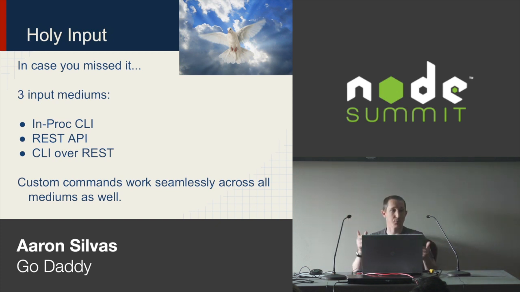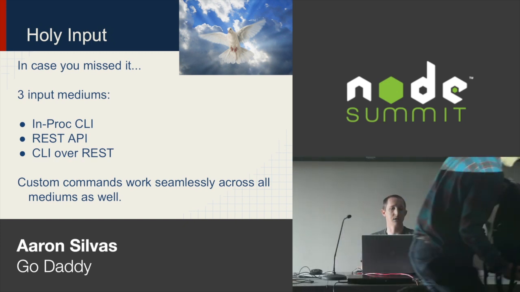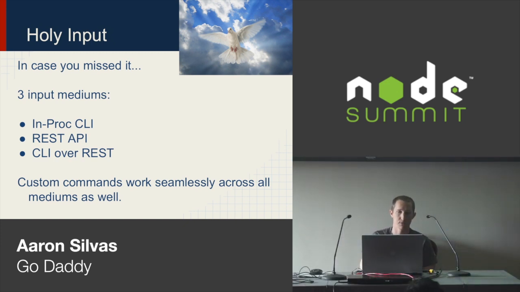So in case you missed it, we have three input mediums: in-proc CLI, REST API, and CLI over REST. The in-proc CLI is useful for developers debugging when we just want to use it as a traditional Node app. We're not ready to take it to the operational level. The REST API is good for CI and CD purposes, and then the CLI over REST is effectively just the convenience layer for REST that allows us to do all those same operations, but more conveniently. And any custom commands that we define will also work over these same interfaces.